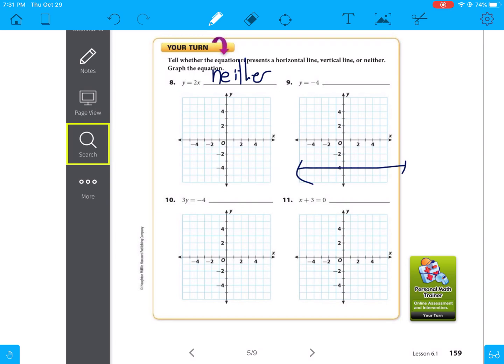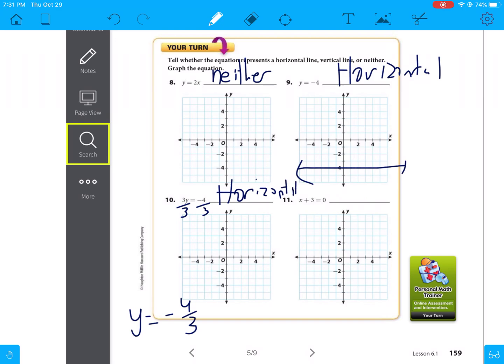Now the next one, you have 3y equals -4. If you notice, there's not an x for number 10. So you're going to have to divide by 3 on both sides. So you get y equals -4/3. Remember, the y equals is a horizontal line. This is a horizontal line at -4/3, which is like -1.3, so it'd be a horizontal line somewhere around here.